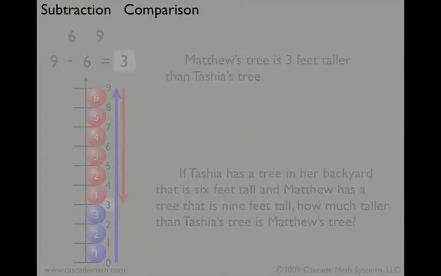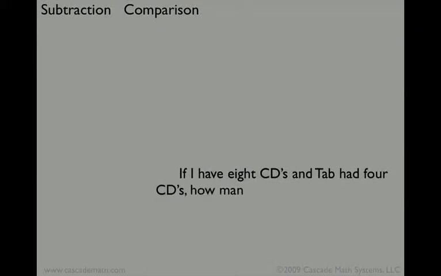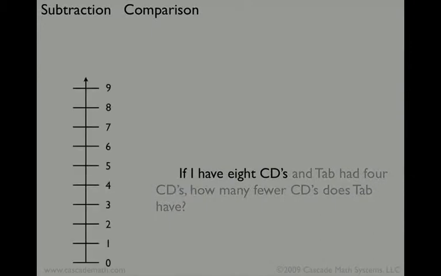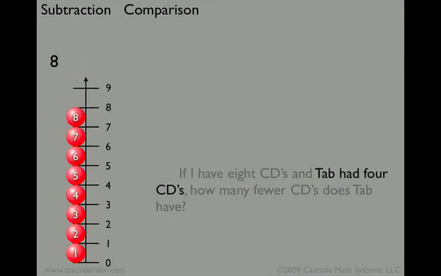I'm going to start a problem and let you finish it. If I have 8 CDs and Tab has 4 CDs, how many fewer CDs does Tab have? First, I use 8 balls to represent how many CDs I have. 1, 2, 3, 4, 5, 6, 7, 8. Now I'm going to use 4 balls to represent the number of CDs Tab has. 1, 2, 3, 4.